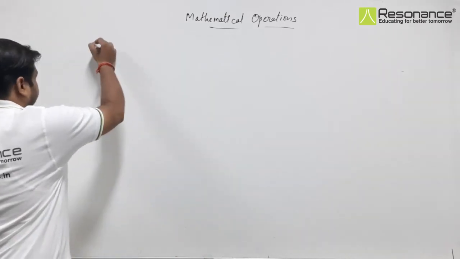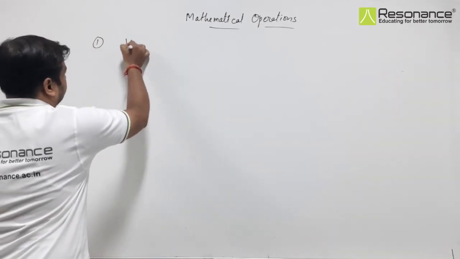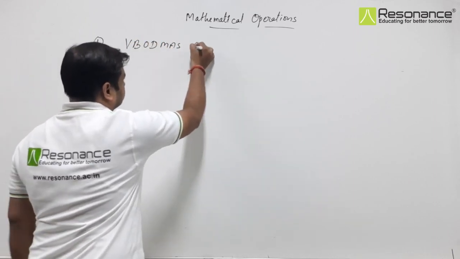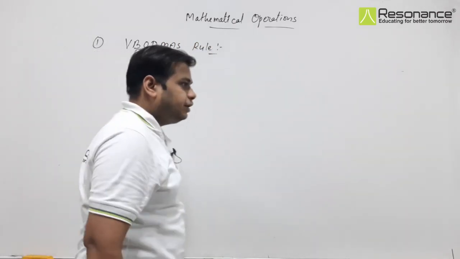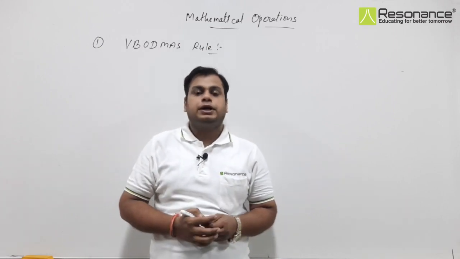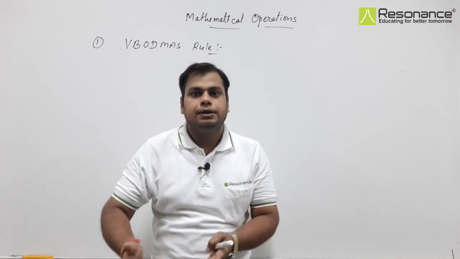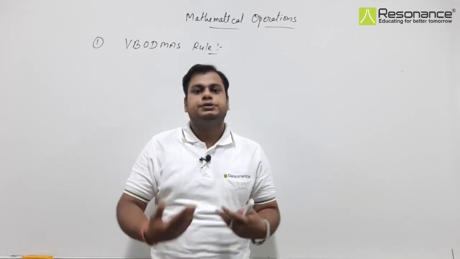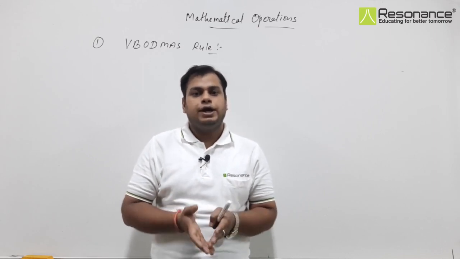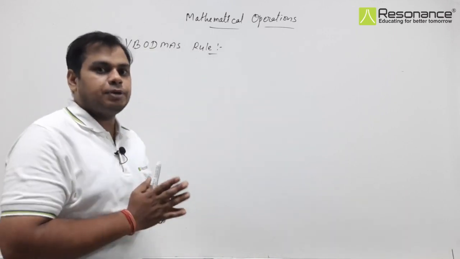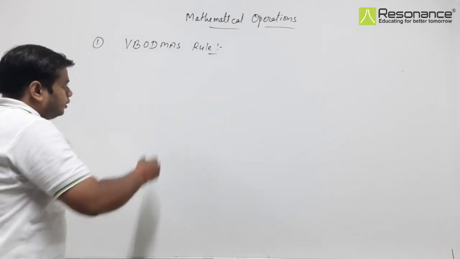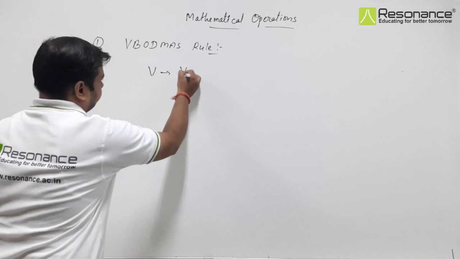The first topic of this chapter is Bodmas Rule. From the initial classes we have read about this topic, Bodmas Rule, how we have to solve any numerical equation, an equation which includes numbers and mathematical operations like addition, subtraction, division, multiplication. So how we have to solve, what is the sequence of solving any mathematical equation is shown by this rule, Bodmas Rule. In this, V shows vinculum.